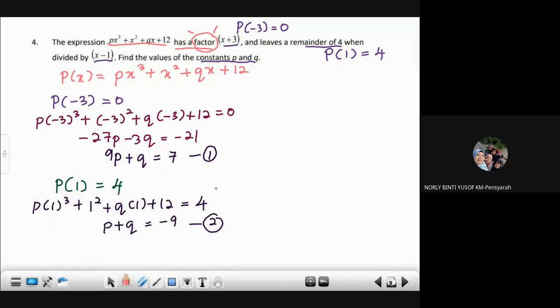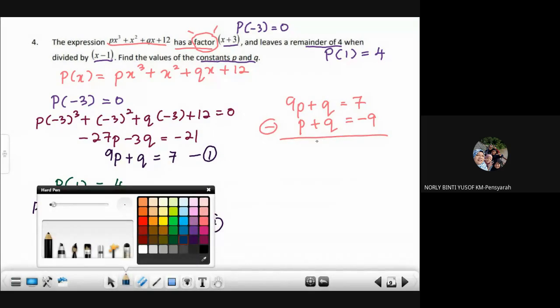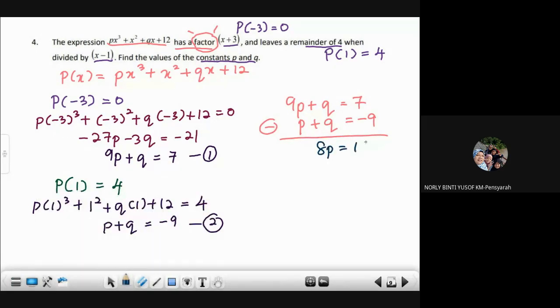So you solve them simultaneously. 9P plus Q equals 7, and P plus Q equals negative 9. You subtract because you want to eliminate Q. You get 8P equals 16, so P equals 2. And you substitute into the first or second equation to obtain Q. You get negative 11.